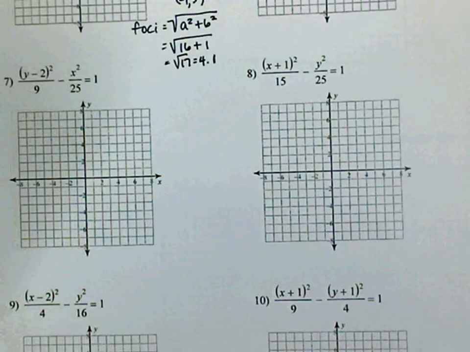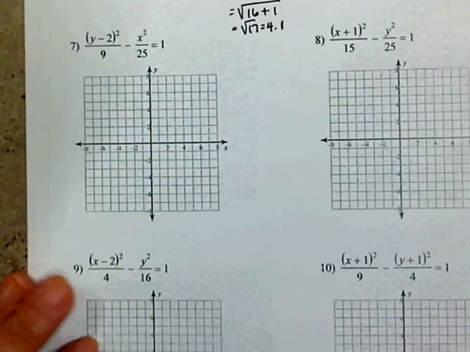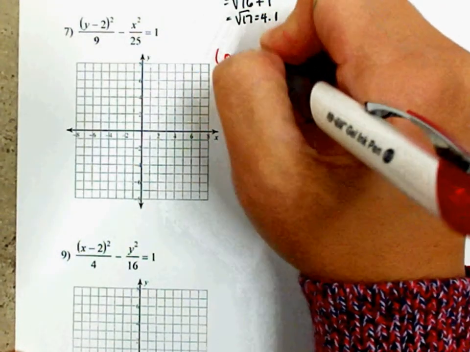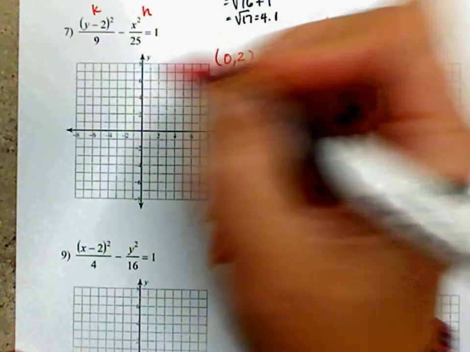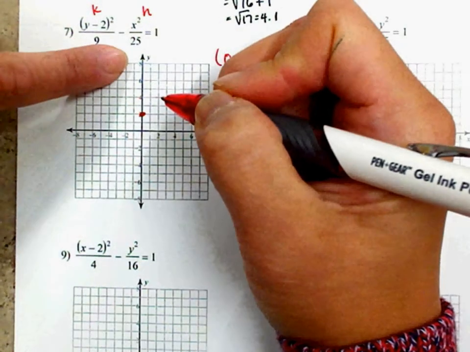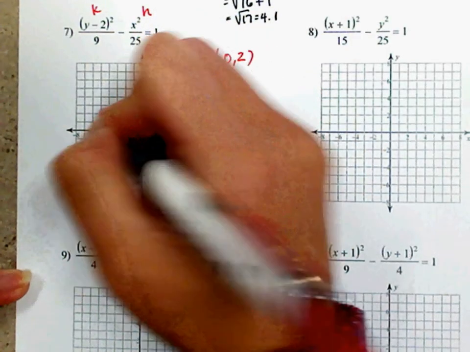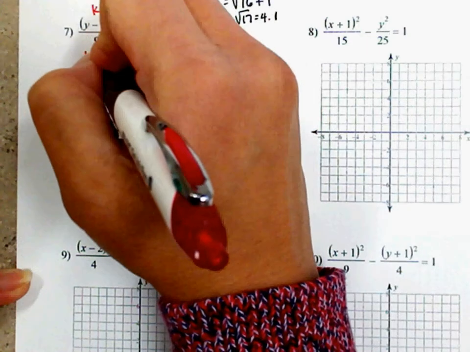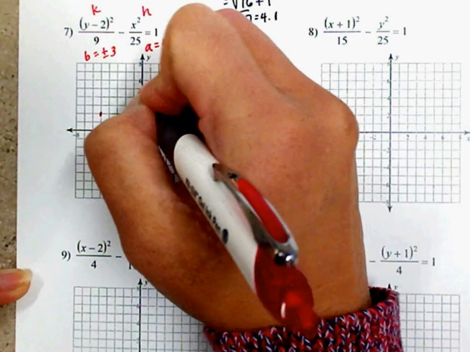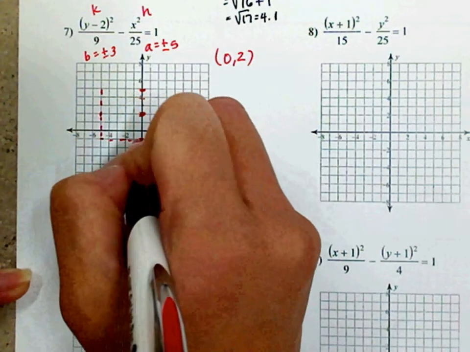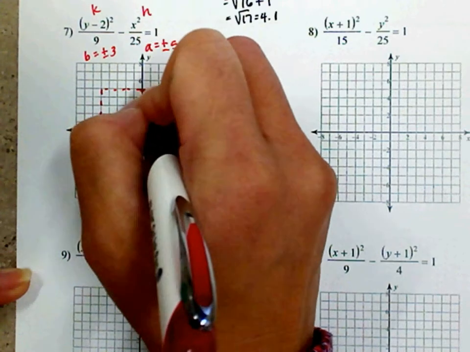All right, let's do number 7 together. Okay, you guys ready? Here we go. Your center is 0, 2. Here's your H, here's your K. So 0, 2. Your A is 5. So left 5, right 5. Your B is plus or minus 3. So up 3, down 3. Draw your fundamental rectangle. I like to do dashes, but some of you will probably do a pencil and do a line. Okay?